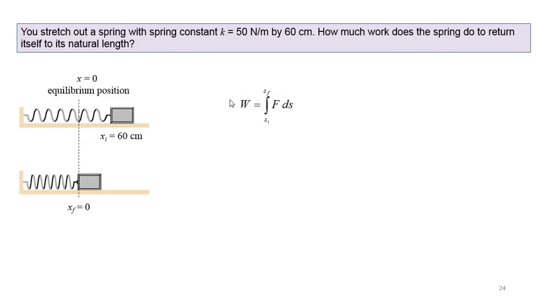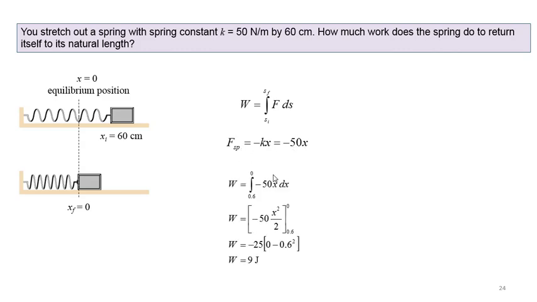So this is my general expression for how to calculate the work of a variable force. And the force that I'm dealing with is the spring force. It's equal to negative k times x. And in this problem, k is equal to 50. So the spring is exerting a force equal to negative 50x, and I can plug that in for my force here.